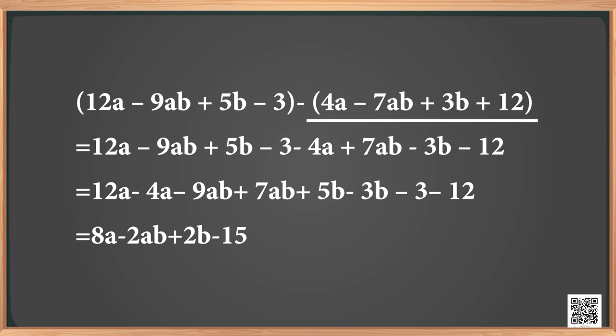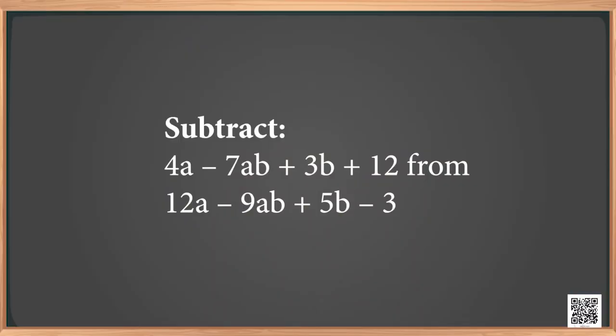We know that subtracting a number is nothing but adding its additive inverse. So, while subtracting an expression, we write the additive inverse symbol in front of each term of the second expression and then add them to the like terms of the first expression. If you do so, you will get the result 8a minus 2ab plus 2b minus 15. Did you observe that in both the methods we got the same result? You now try to solve the following problem on your own. Subtract 4a minus 7ab plus 3b plus 12 from 12a minus 9ab plus 5b minus 3.